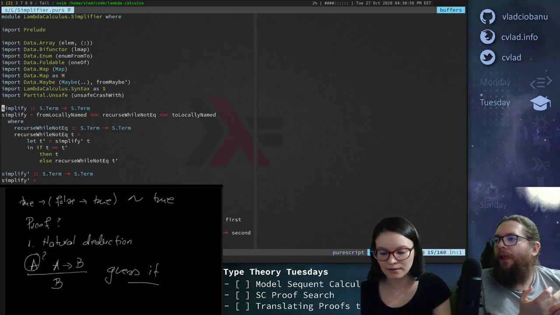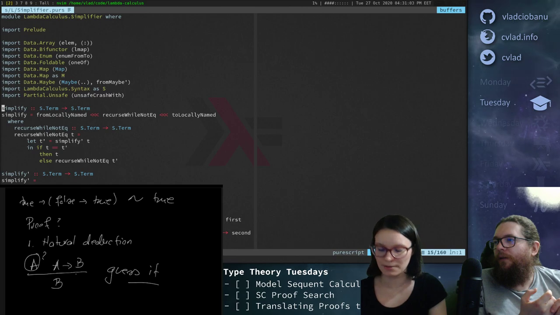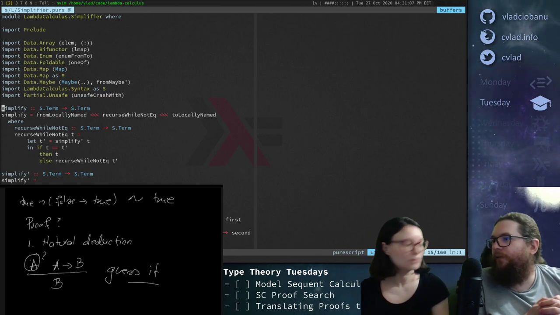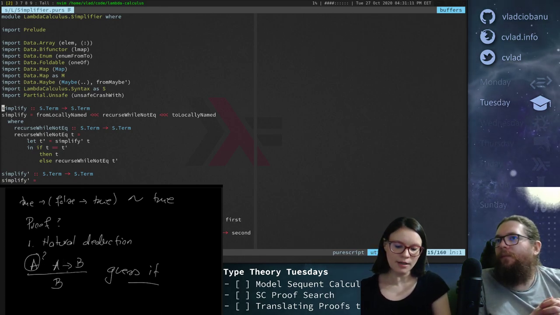So the idea is that this line is read as: if I can manage to prove this, and if I can manage to prove A implies B, then I can prove B. So if I can prove the top, what's over the line, I can prove what's below the line. Okay, so this is natural deduction.